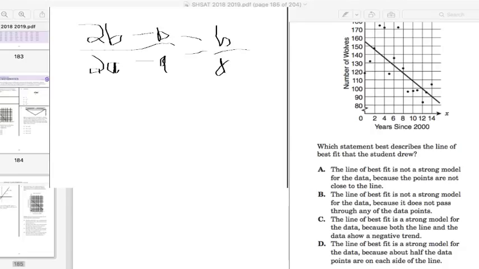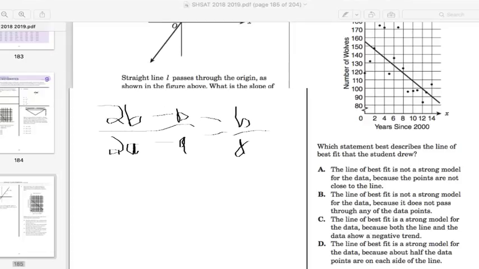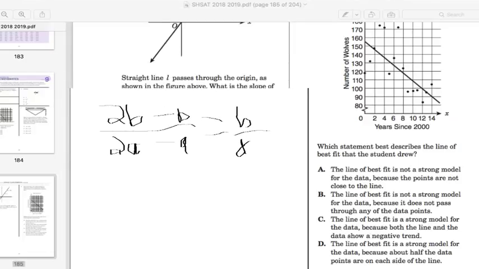Let me do this. I don't know if this is going to work, so let me try this. No, I don't know where it is. See, I have three software programs running at once. Yeah, actually, that worked.